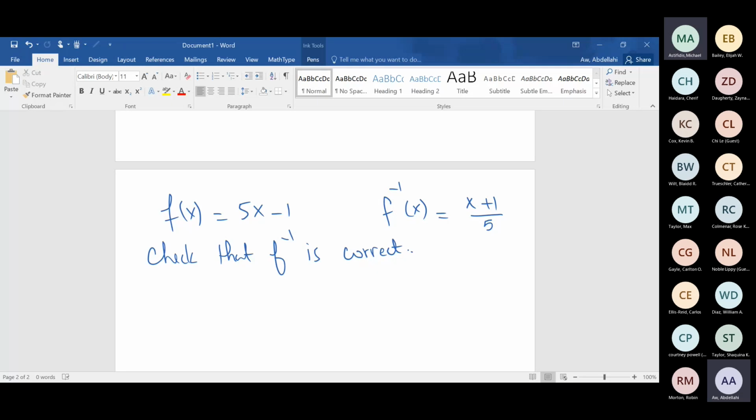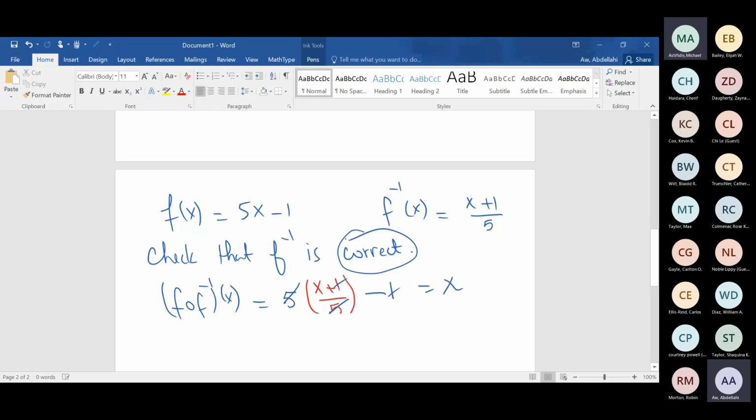So for instance, if I do f circle f minus 1 of x, it's going to be 5 parentheses x plus 1 over 5, and then minus 1. So this 5 and this 5 cancel, and it's going to be x, you see? Which means my answer is correct. And going the other way around, you should also find x. All right, that's what we say.